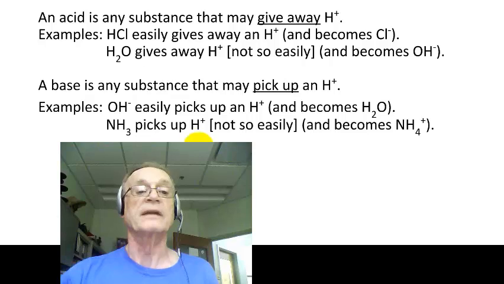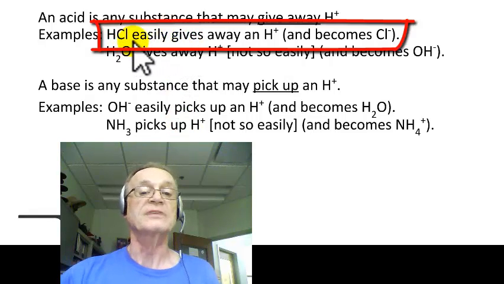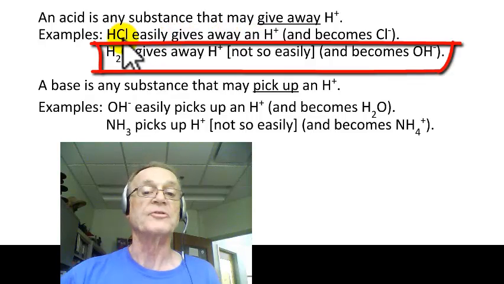So, as we said, an acid is any substance that may give away an H+. So, for example, HCl easily gives away an H+, and it becomes Cl- when it does so. That's called the conjugate base of the acid.